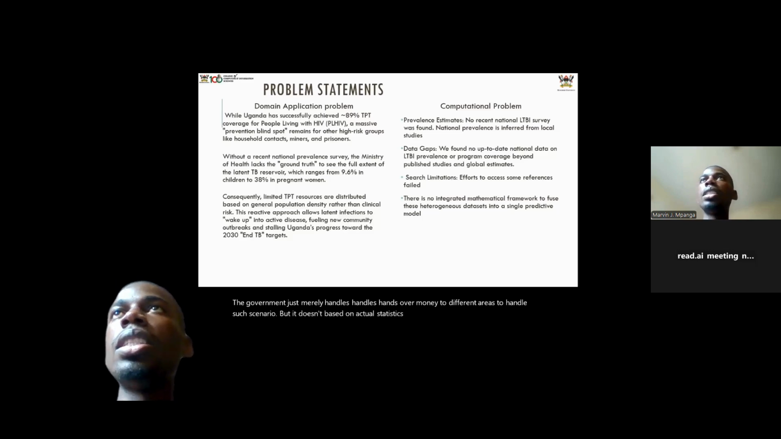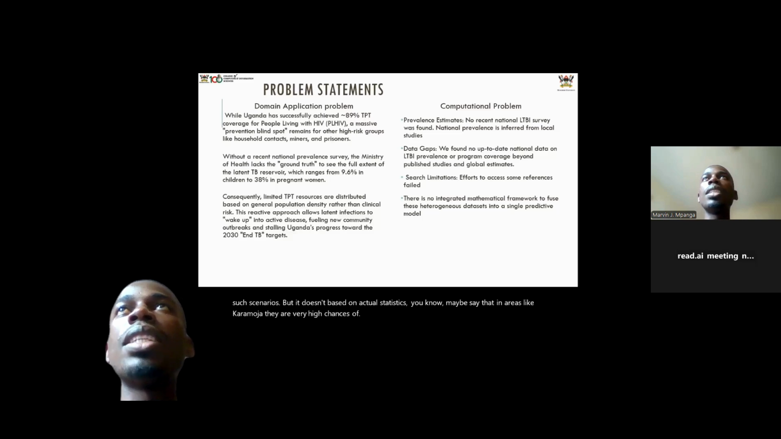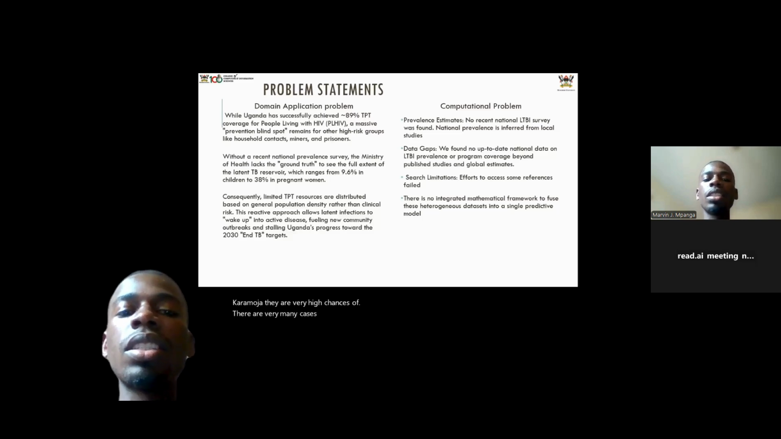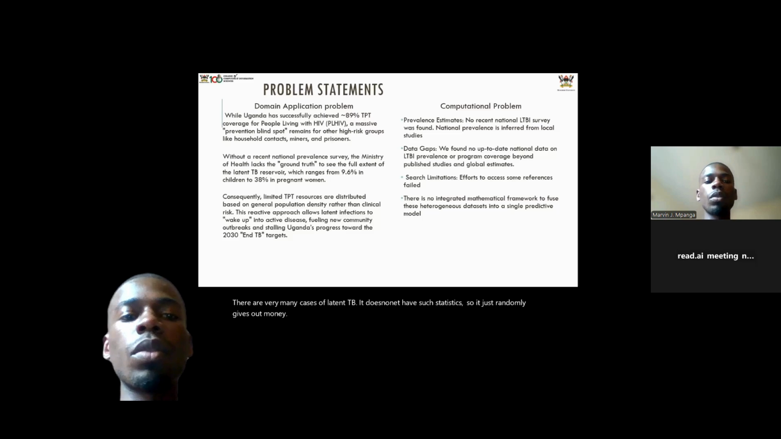Maybe say that in areas like Karamoja there are very many cases of latent TB. It doesn't have such statistics, so the government just randomly gives out money. And that's our domain application problem mostly.